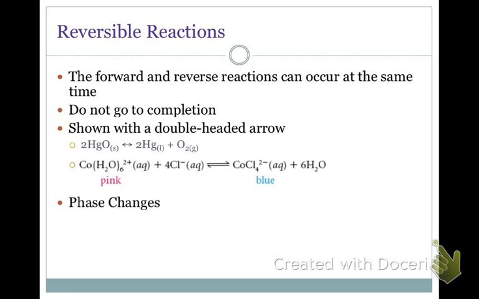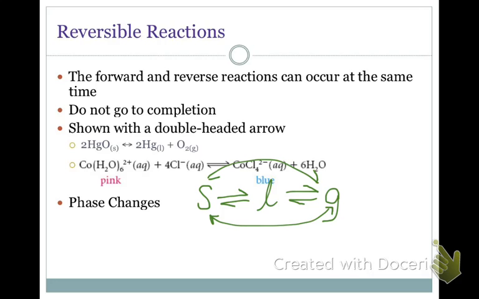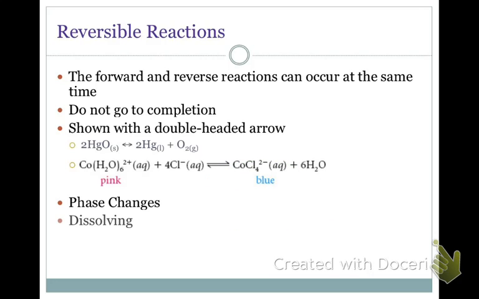We can also have reversible reactions with phase changes. So we know with water we can have a solid go to liquid, go to gas. And those are all reversible. Of course, we can do the opposite too, from solids to gases. Dissolving can also be this process. So if we take a solid and add water to it, it becomes an aqueous solution, and the reverse can happen. So we can take the aqueous solution, remove the water, and then it becomes the solid.